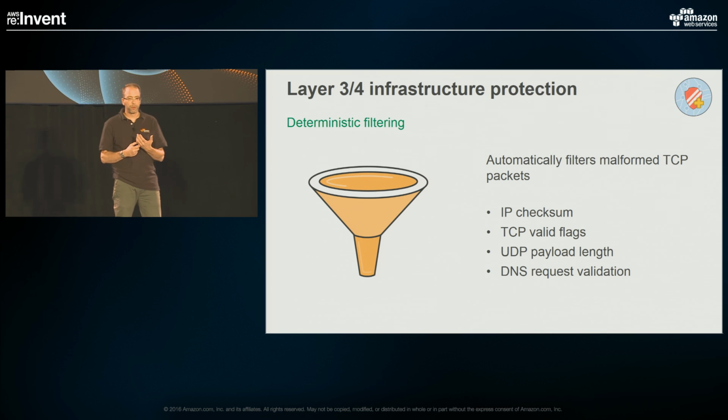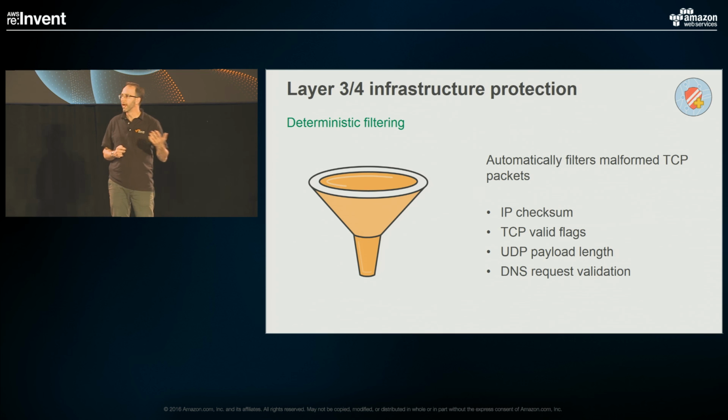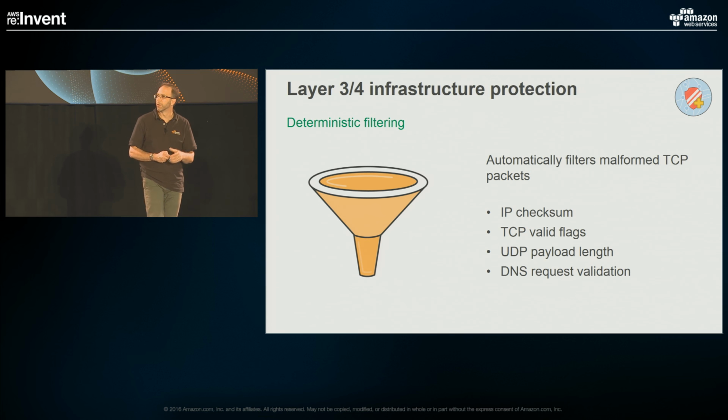Deterministic filtering is for cases where, again, it's an attack signature that's very easy to pick out, and we can effectively block those requests at the front door. We don't really have to worry about things like traffic shaping and so forth. And so these are examples of some of the signatures that we might see in malformed TCP packets.